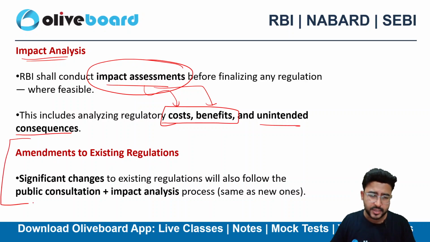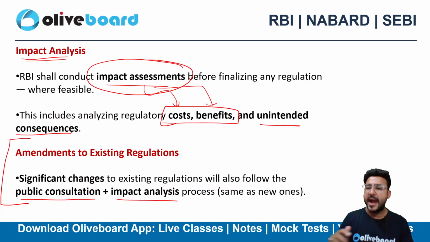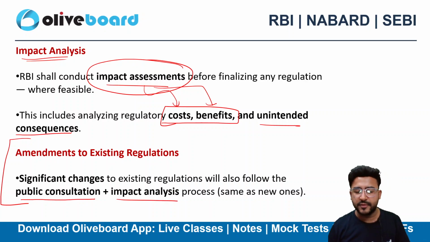Amendment to the existing regulation: if any existing regulation also needs to be amended, then they will definitely follow the public consultation and impact analysis process. That means they need to give us at least 21 days, right?